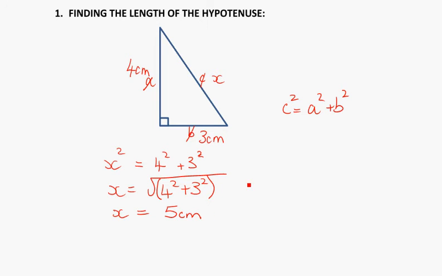Now this is one of a combination of numbers that work out evenly. We have no decimal points in the answer. And these ones that work out evenly are called Pythagorean triples, or triples. And this particular one that works out is called a 3, 4, 5 triangle. And any multiple of 3, 4, 5 works as well.